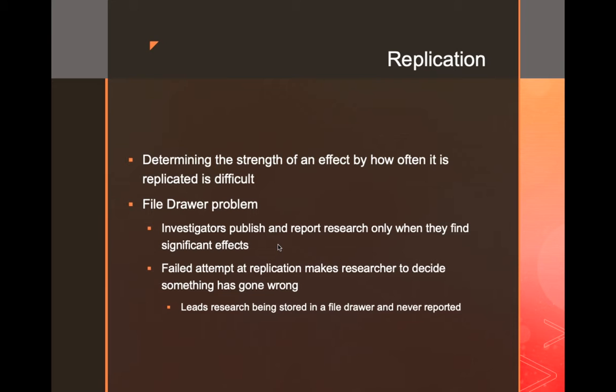So, a failed attempt at replication makes researchers decide what has gone wrong. Is it the file drawer effect? And if so, how can we make one of the most important characteristics of the scientific methodology, which is replicability, have its credibility in the field?